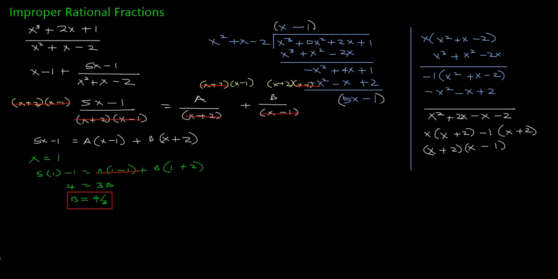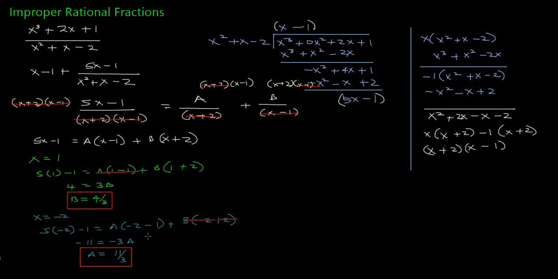The next part we do is we give x the value of, we say when x is equal to -2, we have 5 multiplied by -2 minus 1 equals a(-2 minus 1) plus b(-2 plus 2). Okay, here b goes, and then we remain with our equation, which is -10 minus 1 is equal to -11, is equal to -2 minus 1 is equal to -3a. Therefore, a is equal to 11 over 3.